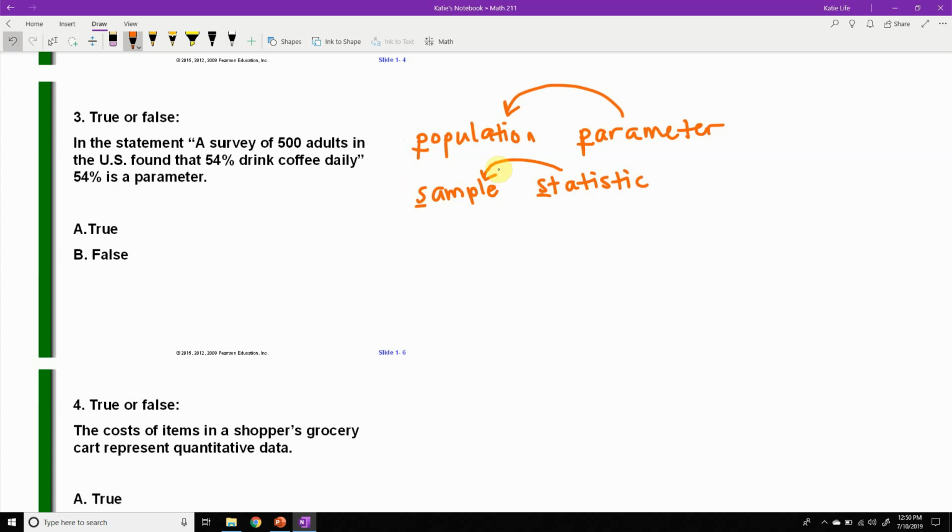So in this situation, the 54% is talking about a proportion of people coming from the survey of 500 adults. This 54% is coming from the survey. 54% of those 500 people said that they drink coffee daily. So in this instance, the 54% is a statistic, right? It's not a parameter. It's what's coming from the sample. So in this case, we say false.